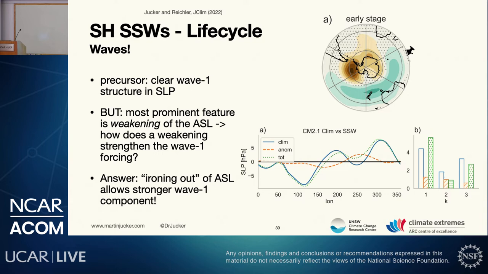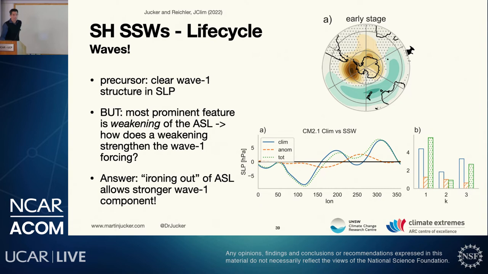So in a way, the way I see it, it's more an ironing out of something that in the climatology obstructs strong wave one, which then gives me wave one, rather than the forcing itself, so rather than this feature itself producing the wave one. It's more that what made it have less power in the wave one now has more power in the wave one because that bulge isn't there anymore.